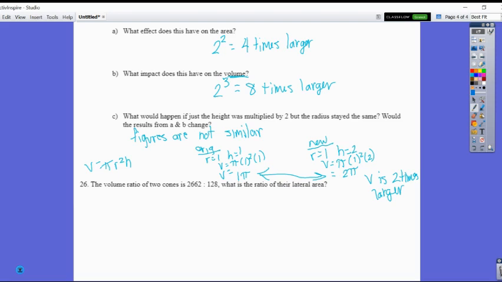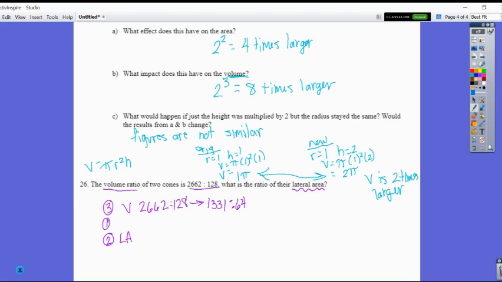Last one for us then. The volume ratio of two cones is 2,662 to 128. Volume 2662 to 128. And I do notice that these are both even numbers, so I'm thinking I can probably simplify a little bit, 1,331 compared to 64. I want the ratio of their lateral area. Lateral area, any kind of area, has 2 dimensions compared to the volume that we started with at 3. So we got to bypass 1.